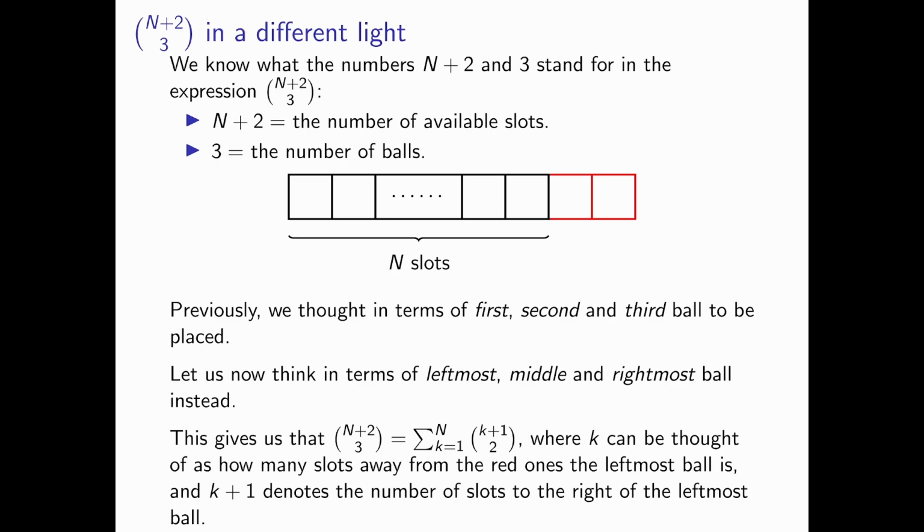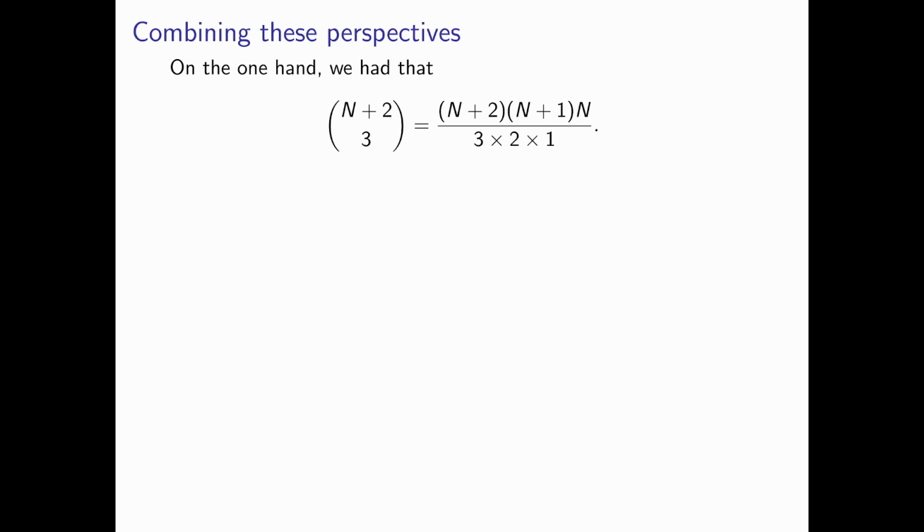Let us now expand upon what we just discovered. On the one hand, we had that n plus 2 choose 3 is equal to n plus 2 times n plus 1 times n, all over 3 times 2 times 1. And on the other hand, we have that the same thing is equal to the sum as k ranges from 1 to n of k plus 1 choose 2.